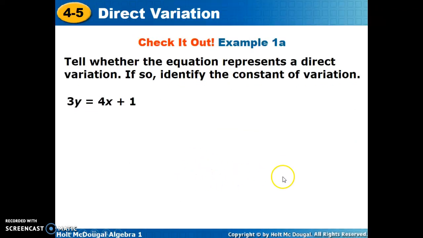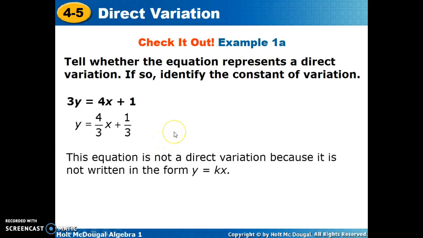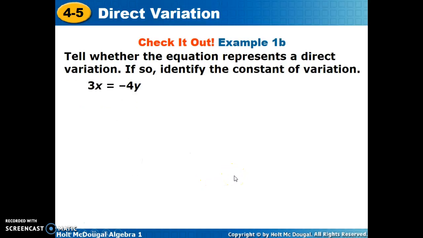In Check It Out 1a, I'd like you to do this problem and come back and see what you got. Tell whether it represents direct variation. If so, identify the constant. Well, this is like the first exercise that we did. If we isolate y, we divide everything by 3. We get y equals 4/3 x plus 1/3. If we didn't have this 1/3 on the end, it would be direct variation. But because we're adding a constant term, this equation is not direct variation. It does not fit the form y equals k times x.